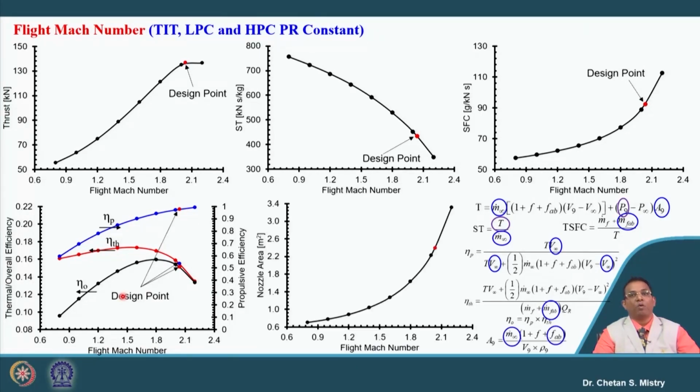Now, let us look at what is happening with the nozzle area. With the increase of flight Mach number, we will have a change of my area. When I am flying from subsonic Mach number towards transonic and towards supersonic speed, my area needs to be changed, and that will be handled, as we have discussed in the class earlier, by an adjustable nozzle.